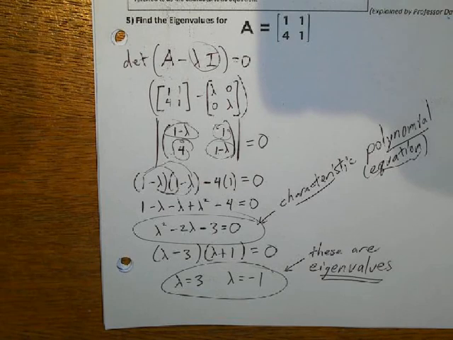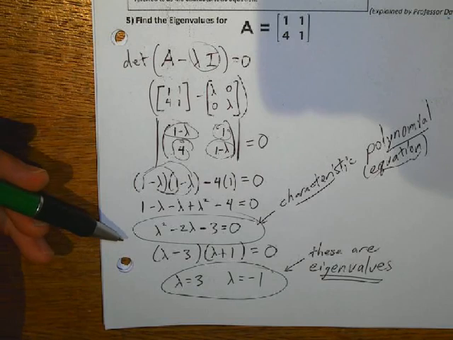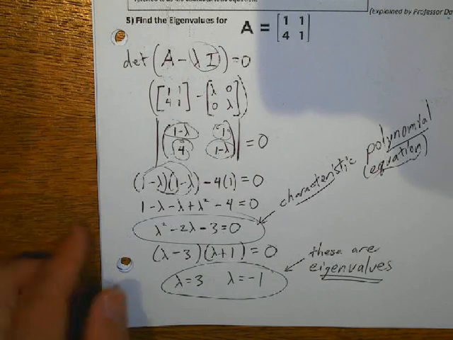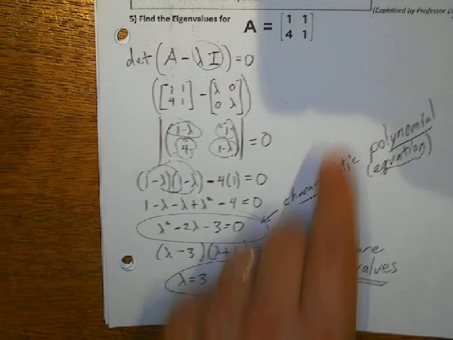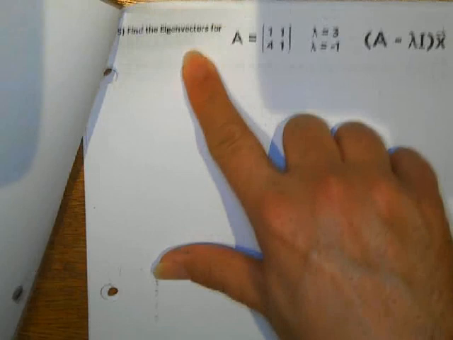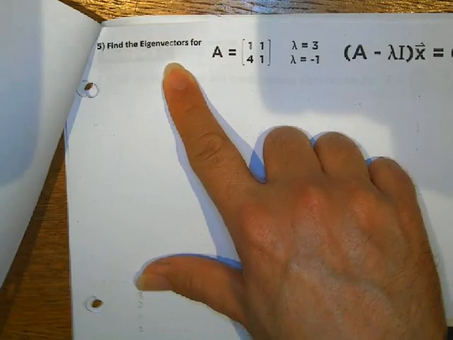I think I'm going to stop this video and then make the next video. I'm going to be using this example on the next problem, using these eigenvalues. Now we're going to find the eigenvectors, so I'm going to make a second video right now.